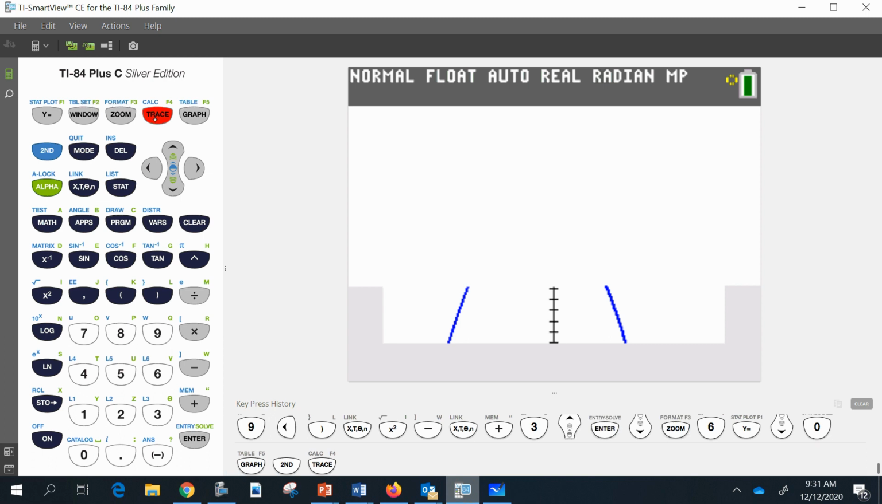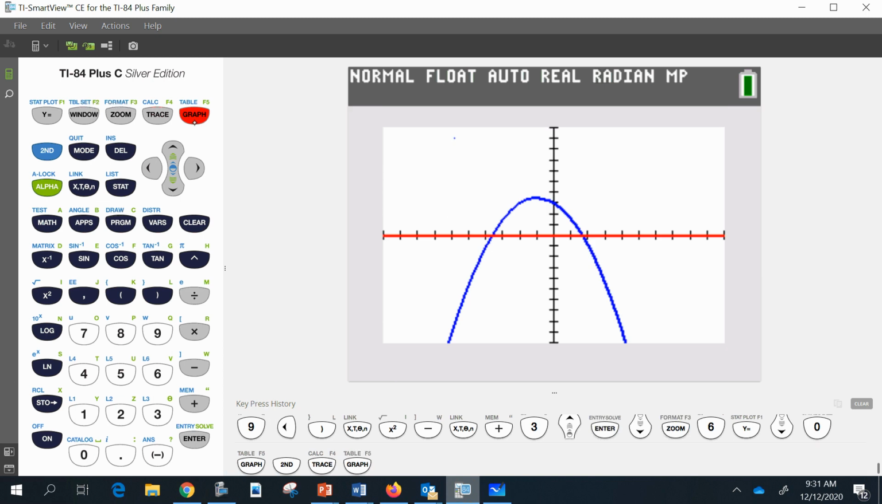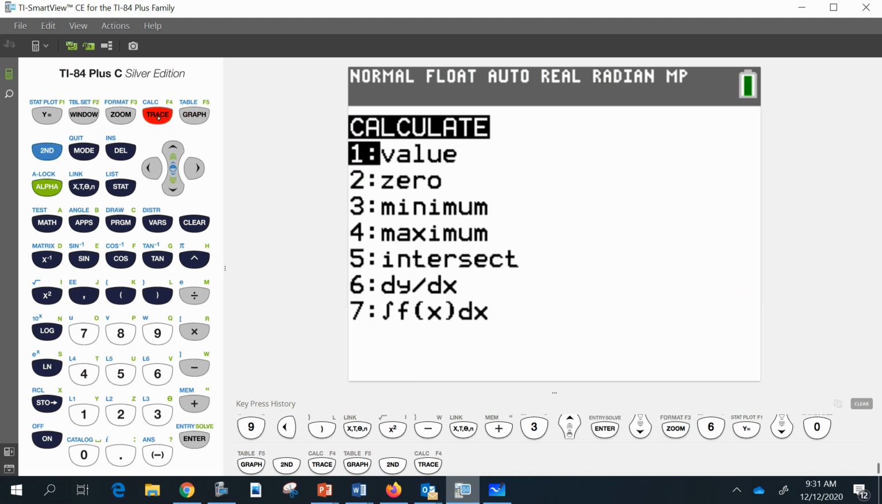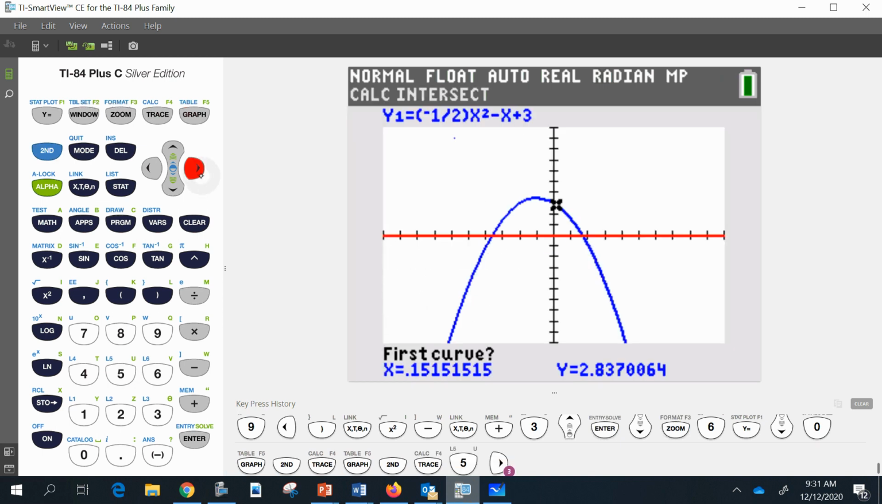So what we're going to do now is find the intersection. The intersections right here are the roots of the equation because that is where it crosses the line y equals 0, which is the x-axis. So we're going to hit second trace, go to intersect, and find those intersections. Now I'm going to start with this root over on the right because it's a little bit closer. When you move your cursor over the intersection, we're going to hit enter for the first curve, enter for the second curve, enter to take a guess.